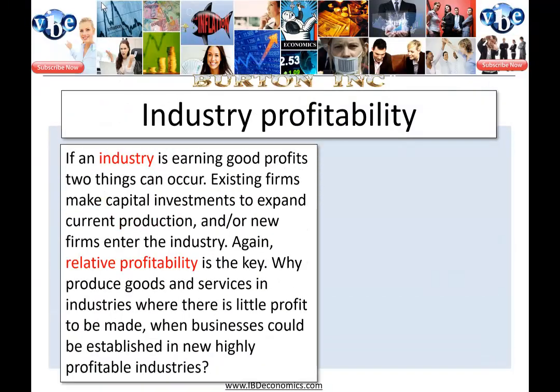The profitability of an industry. Now, if an industry is earning good profits, two things can occur. Existing firms can make capital investments to expand current production, or new firms may enter the industry. Again, relative profitability is the key. Why produce goods and services in industries where there's little profit to be made when businesses could shift their resources, establish themselves in new highly profitable industries?